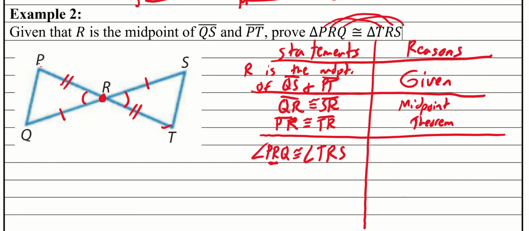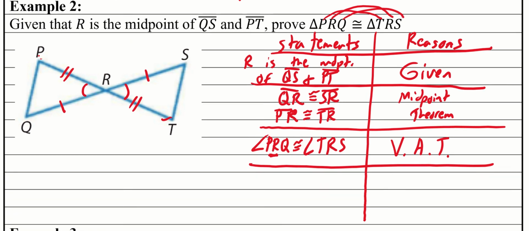Okay, so these angles are congruent, and then our reason for this, remember, we just said this. We said that these are vertical angles. So this is what we call the vertical angles theorem. Or in other words, just to keep it simple, we'll just say VAT. Okay, the vertical angles theorem.